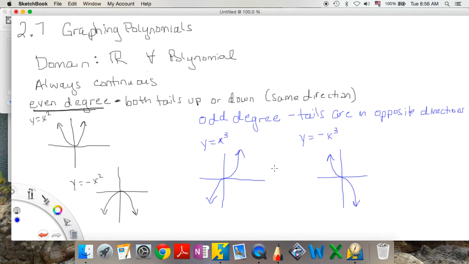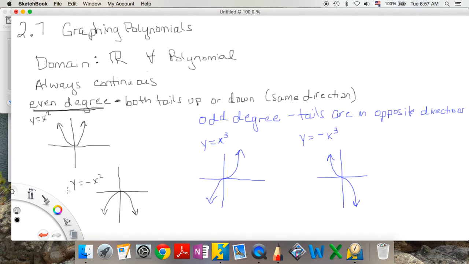So that's something you need to look at when you see the equation. When you look at an equation of a polynomial, you need to first decide for yourself, what's the degree? What is my picture going to look like? Is it going to have both tails in the same direction or tails in opposite directions? Start there so that you know if you're getting the right picture from your calculator.